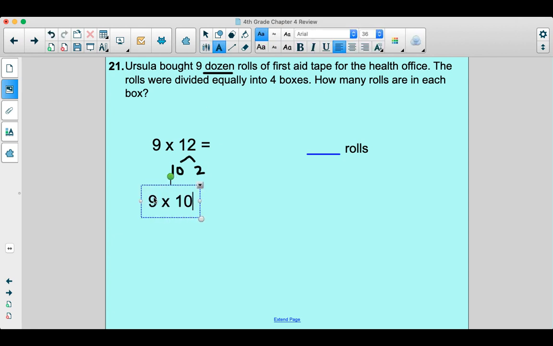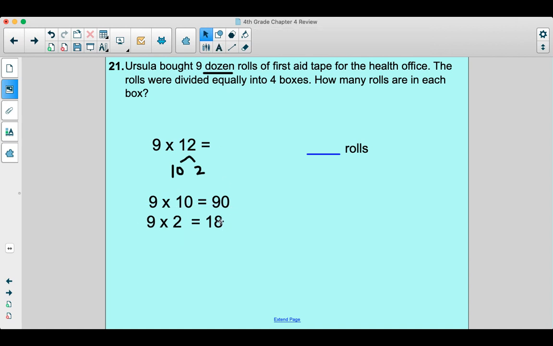9 times 10 is 90. And 9 times 2, I still have to do that part. It's not add 2. I still have to do 9 times 2 is 18. So that means this would be 108. So together we've got 108. Now, that is not my answer.